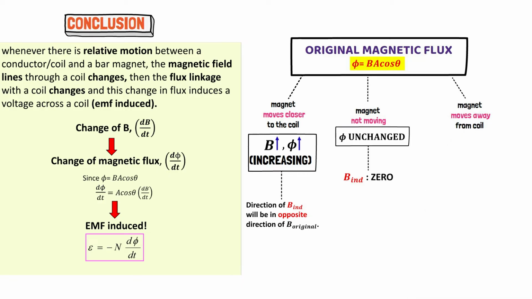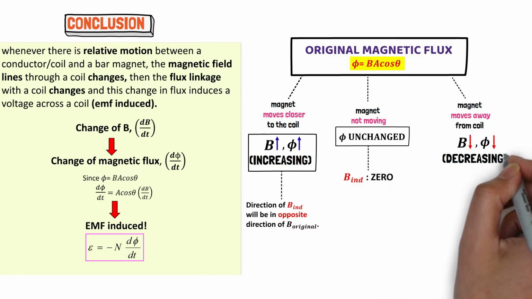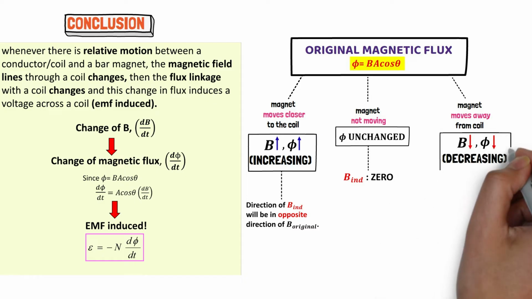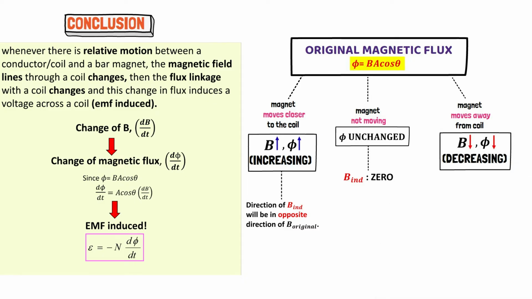Bila bergerak menjauhi coil, bermakna magnetic field lines will also decrease. So, bila B decrease, kita tahu magnetic flux BA cos theta directly proportional, right? So, when B is decreasing, magnetic flux also decreases at that time. Jadi, bila ada perubahan magnetic flux, apa yang berlaku? Akan wujud induced EMF. So, bila ada induced EMF, akan ada induced current. How to determine the direction of the induced current?